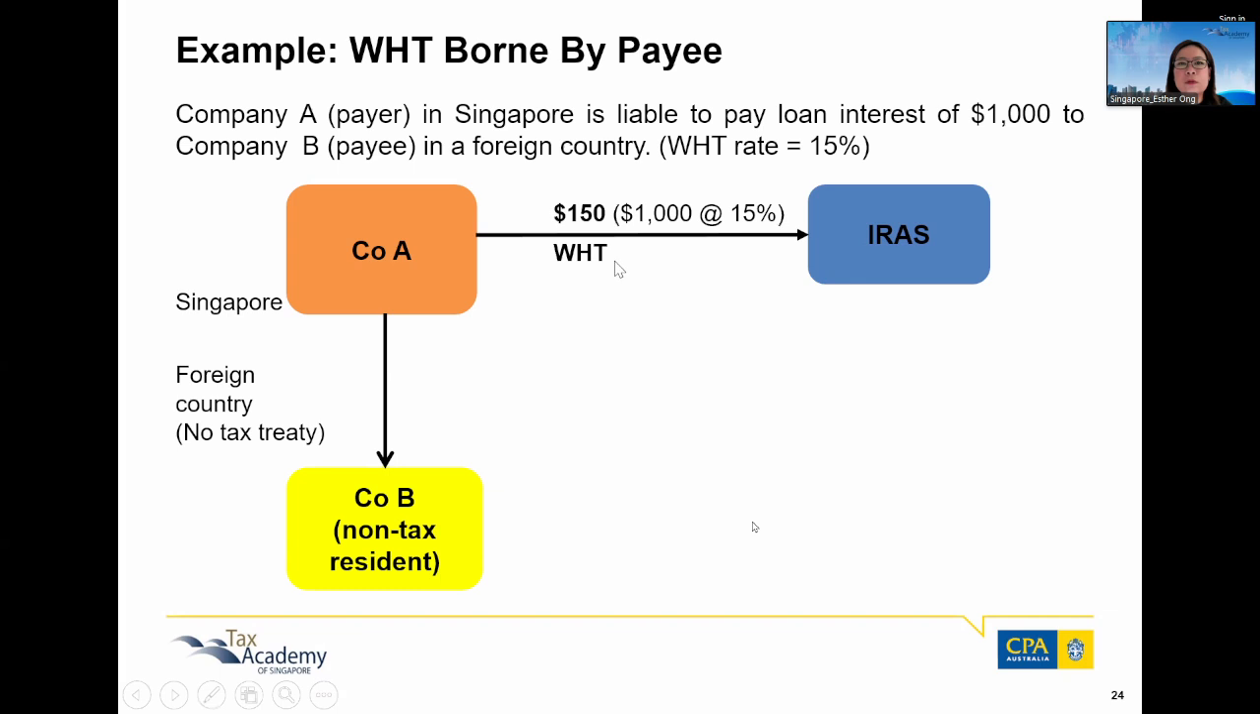So it's very straightforward, right? We just take the $1,000 gross interest income multiplied by the final withholding tax rate of 15%. So what company A will do is to withhold $150 and then pay it to IRAS. And the balance of $850, they will pay to company B, the non-tax resident in the foreign country.